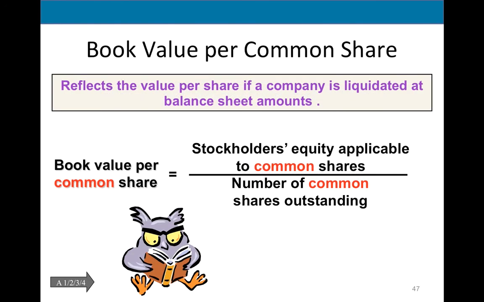And the last ratio is book value per common share. It reflects the value per share if the company is liquidated at balance sheet amounts. So right here is the formula.